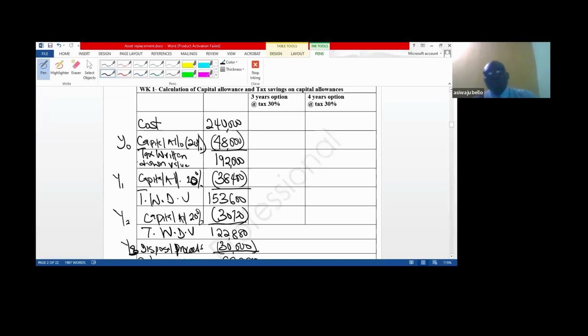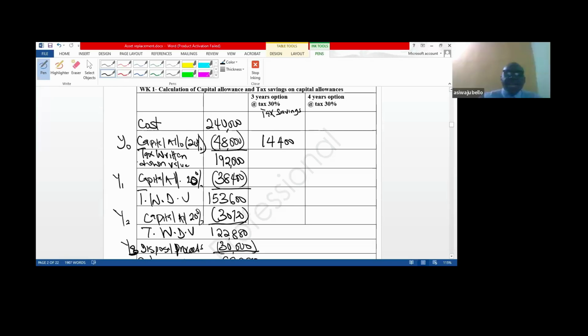Now compute the implication of capital allowance. Capital allowance is to reduce your tax liability. When you are done computing the capital allowance, now calculate what we call tax relief, tax savings. To compute that, pick the tax rate, 30% of 48,000. That is the tax savings for year 0. 48,000 multiplied by 30% gives me 14,400.